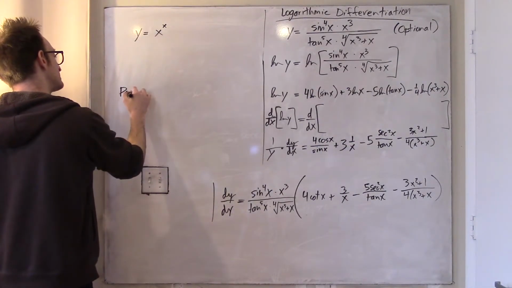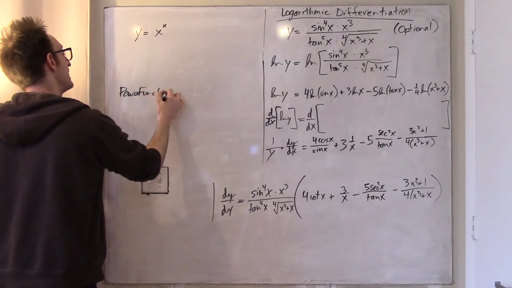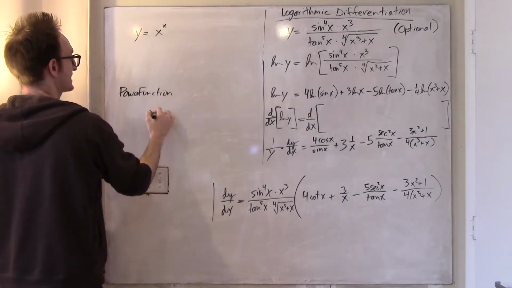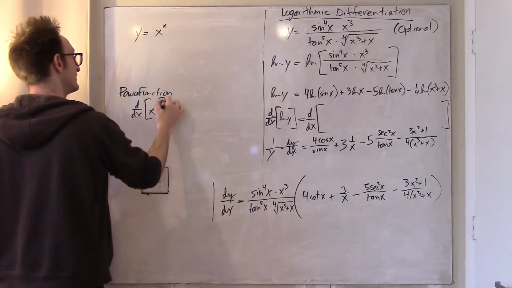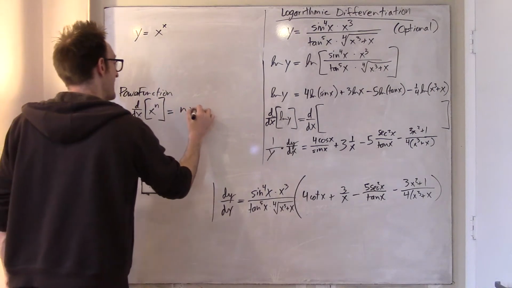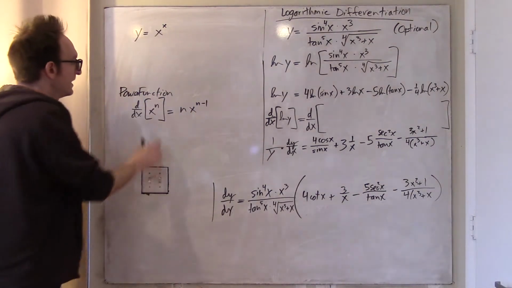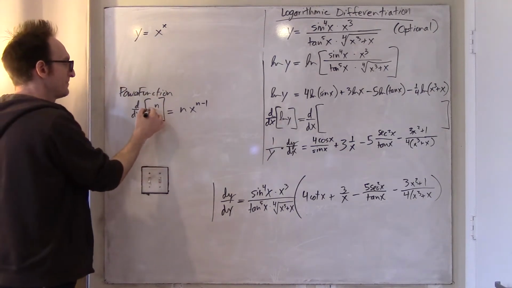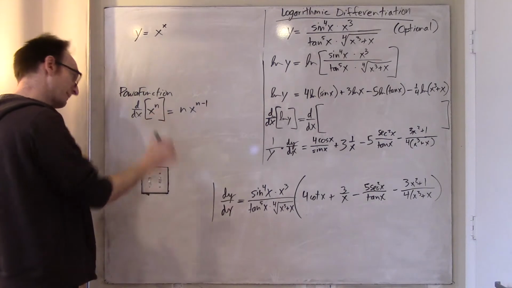Well, what is a power function? A power function is a function of the form x to the n. And we know how to differentiate functions of the form x to the n. It's nx to the n minus 1. Okay, we've been talking about this forever. But, on a very superficial level, power functions are of the form something to the something.